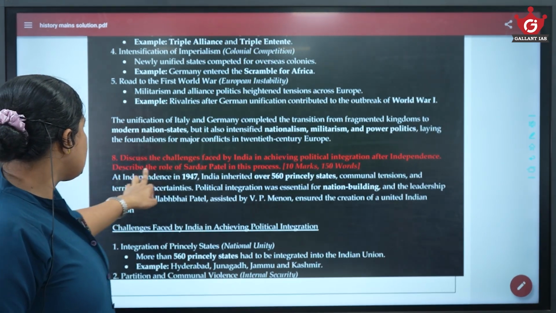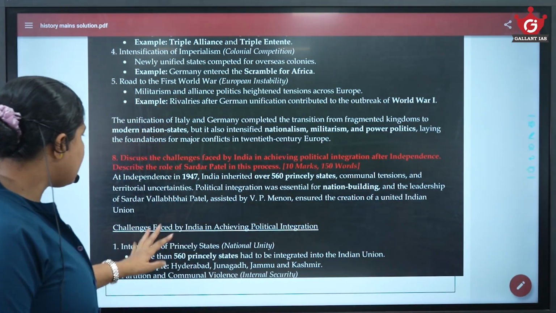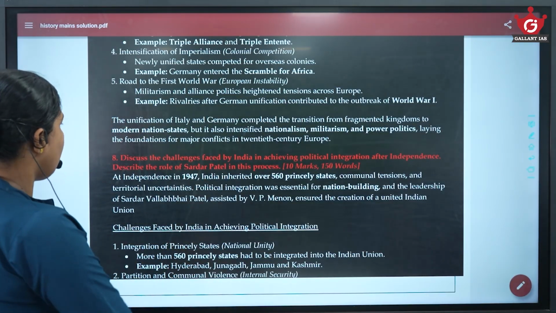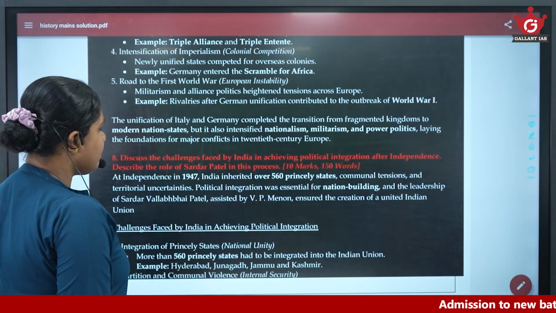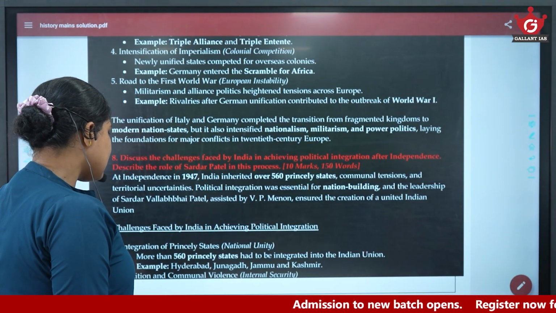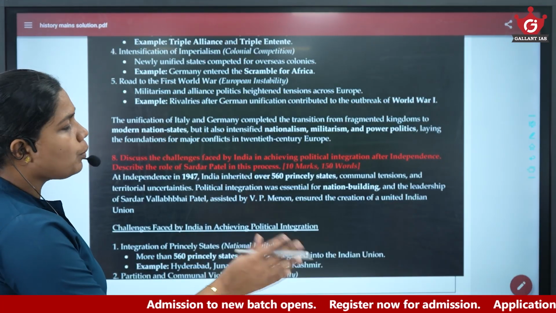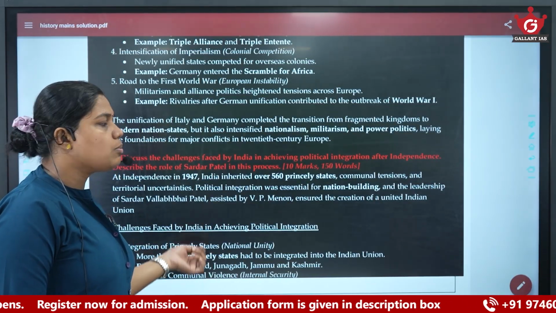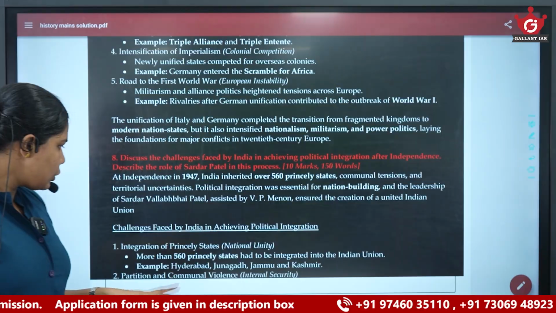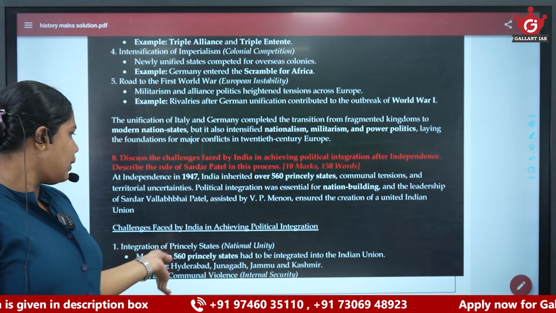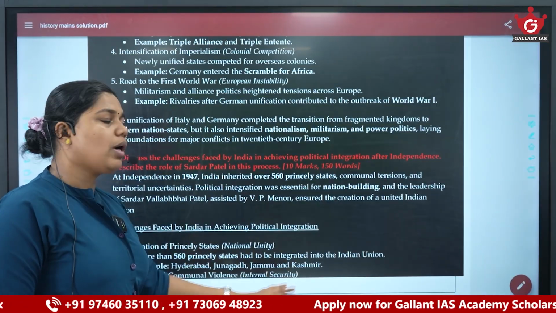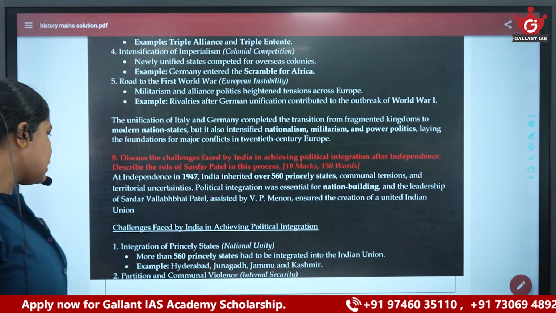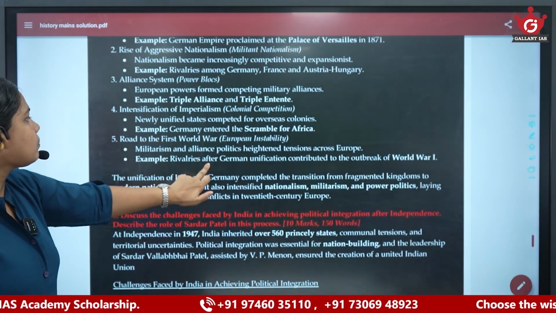Next we have to talk about the challenges faced by India. What were the challenges? First of all, the integration of princely states. There were more than 560 princely states, and they had to be integrated into the Indian Union. So this was one of the biggest challenges before Sardar Vallabhbhai Patel. You can talk about how we annexed Hyderabad, Junagadh, Jammu and Kashmir, etc. This is a good example to be given here. Next is partition and communal violence.